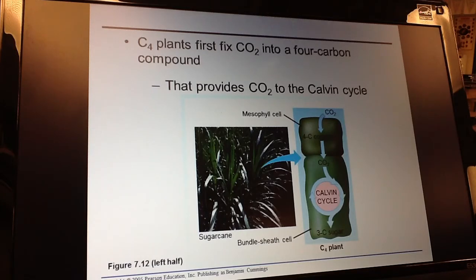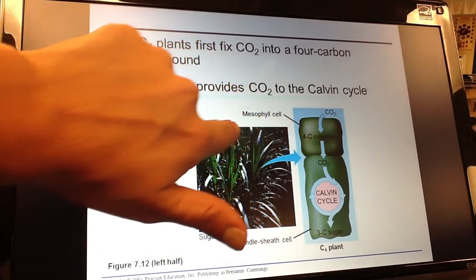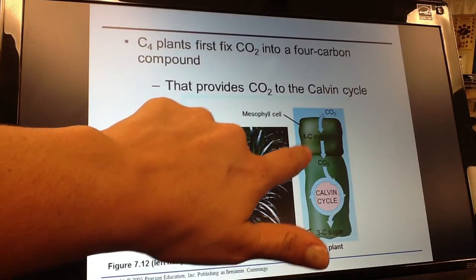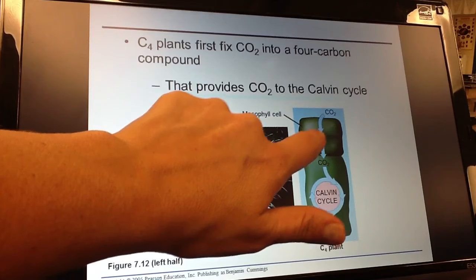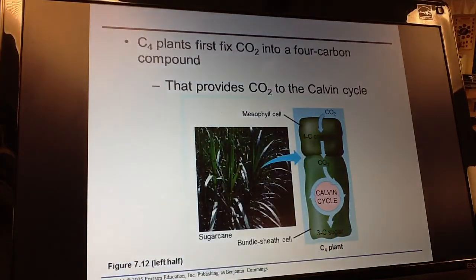Sugarcane takes in CO2 and allows it to build up inside a special cell called a mesophyll cell. Once the CO2 is brought into the mesophyll cell, it's turned into a different compound and then transported into a bundle sheath cell. The bundle sheath cell then turns it back into CO2 and does the Calvin cycle. This way, we don't have to worry about competition with oxygen for the rubisco enzyme.